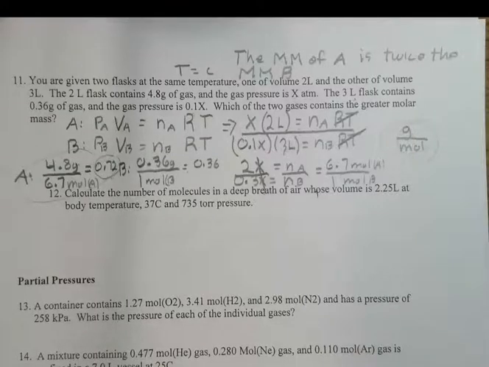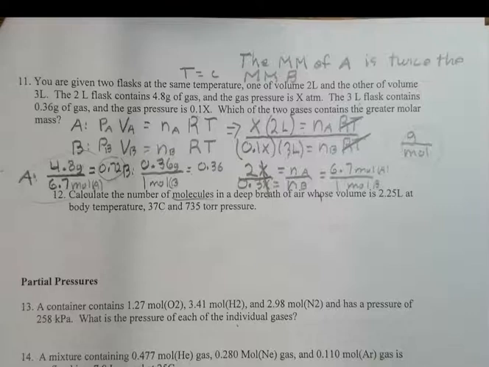Okay, let's keep going. 35 torr pressure. Okay, let's move on to number 12. Calculate the number of molecules in a deep breath of air whose volume is 2.25 liters at 37 degrees centigrade and 735 torr. Okay, so go ahead and give this a try before you get going. I'll just tell you a hint is it is going to be the ideal gas law, and see if you can at least make a dent in this. The only way you become good at these problems is try to do them.